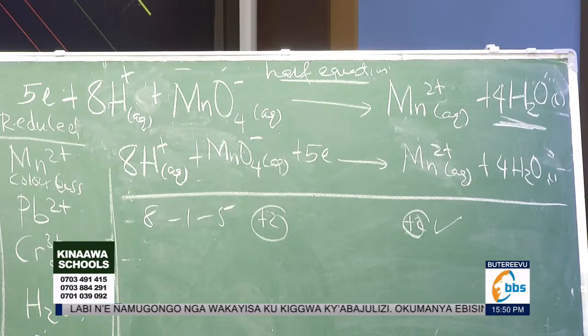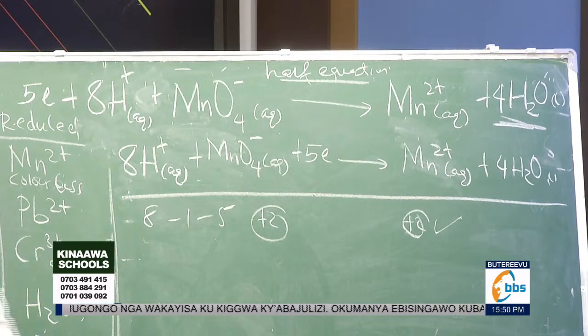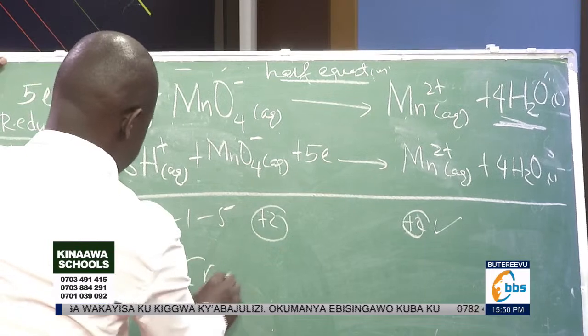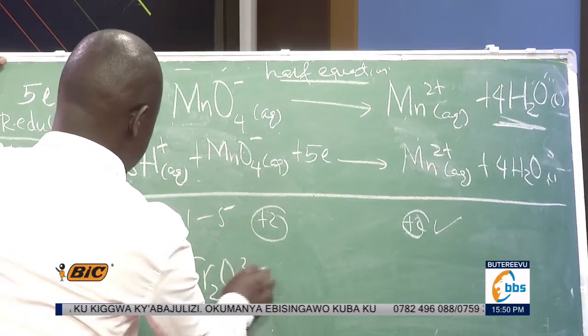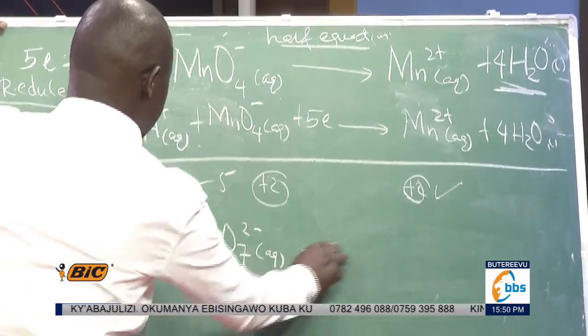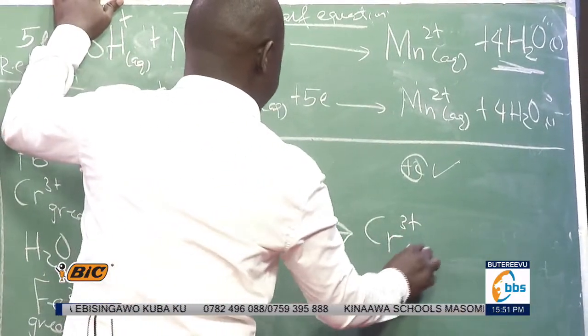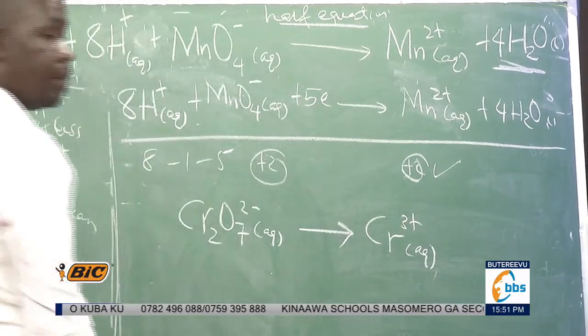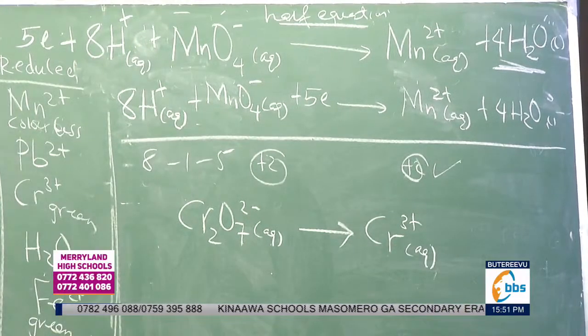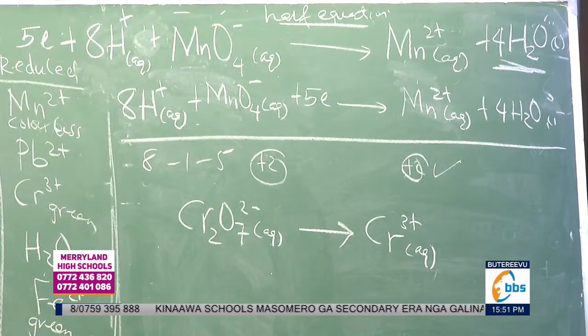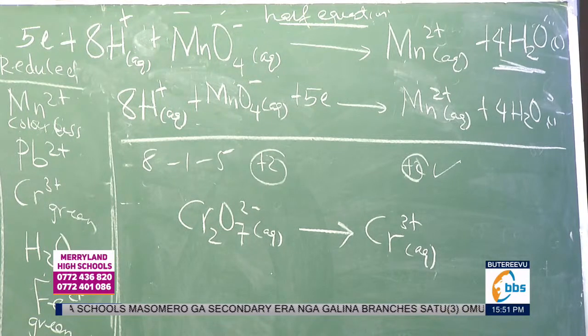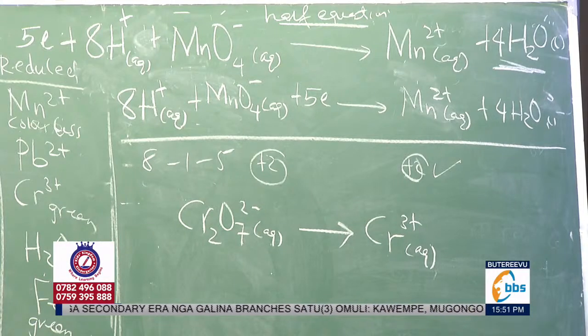Dichromate. You can write the dichromate because these are the key oxidizing agents. It goes to chromium. You write it, then you give it at least some distance. Look at it, admire it. When you look at it critically, is chromium balanced? No. Oxygen is not balanced at all.